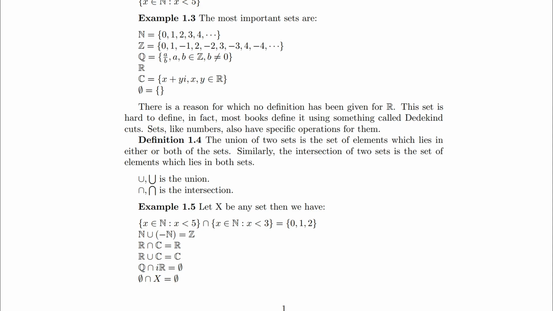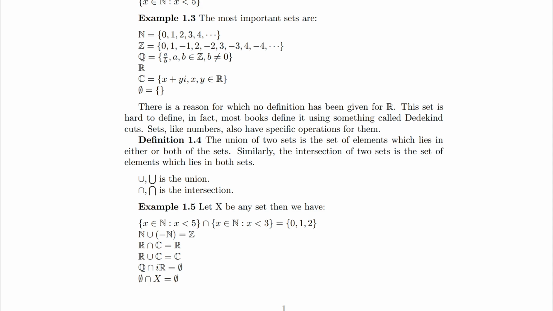The intersection between the real numbers and the complex field is equal to the real numbers, as after all, the real numbers are a subset of the complex numbers. The union of the real numbers and the complex numbers is equal to the complex numbers, as all the real numbers are complex numbers after all.